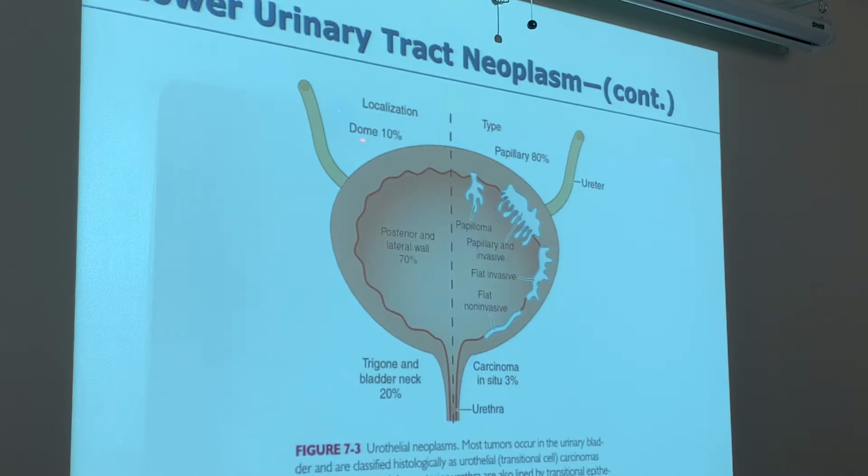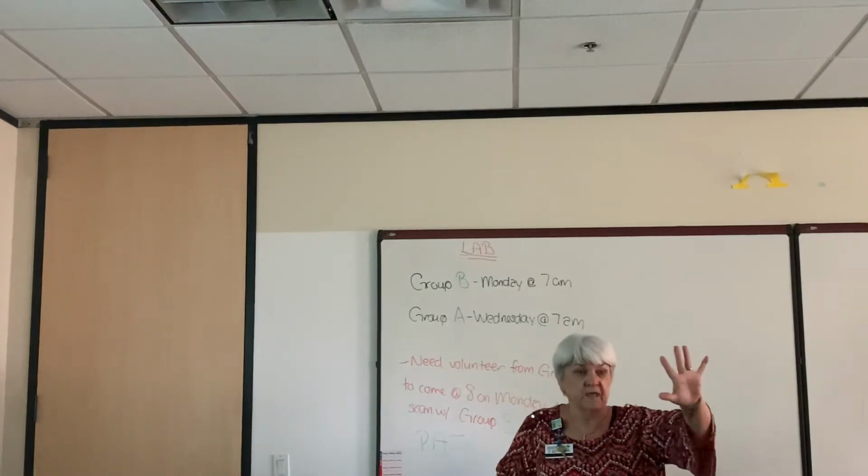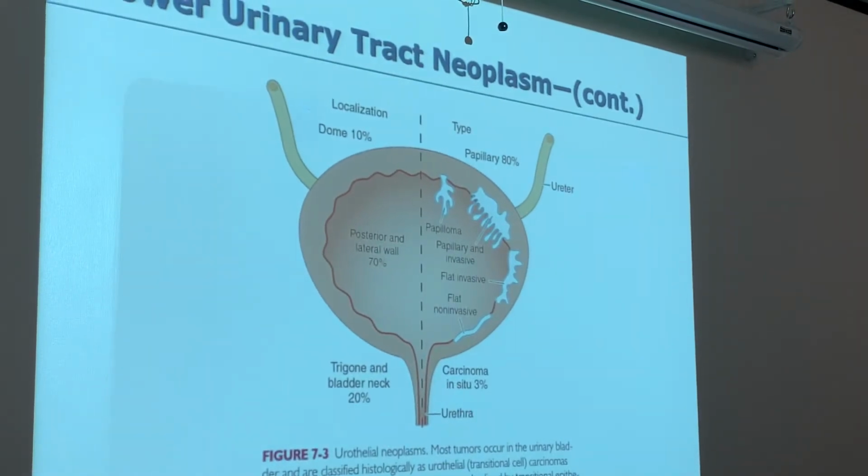So these are the different types. You can have a 10% chance of developing cancer in the dome. 80% of those are gonna be papillary. Now, when we see a malignancy, it's gonna look like this. Your main mass, and it's gonna have little stellate fingers that come off of that main mass. In situ, that means the mass is there, but it has not metastasized anywhere else. In situ.